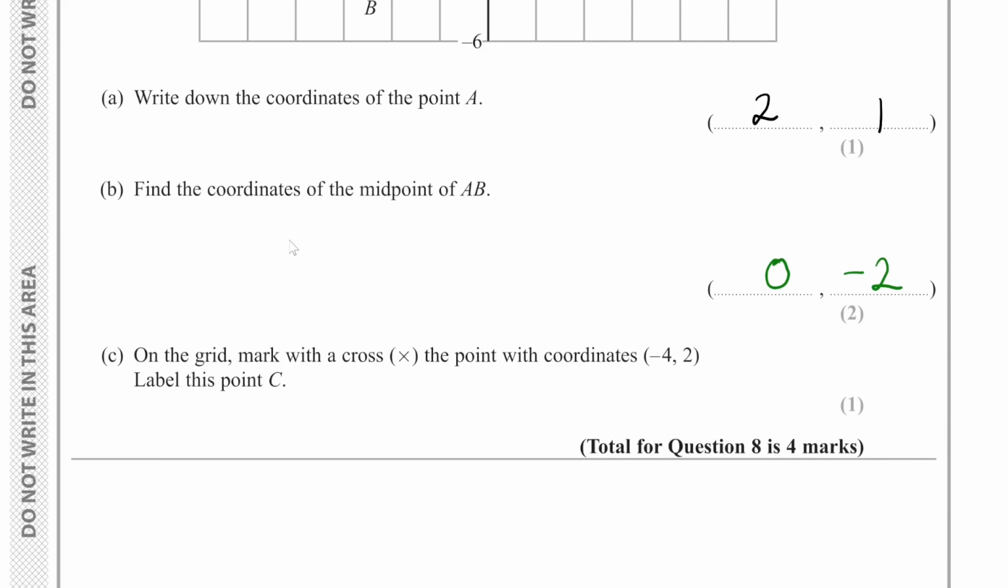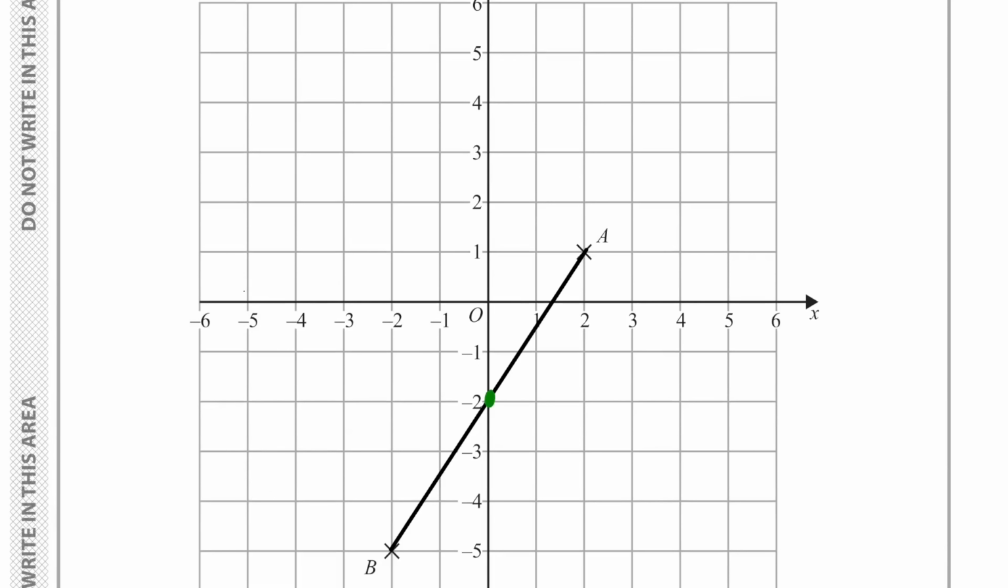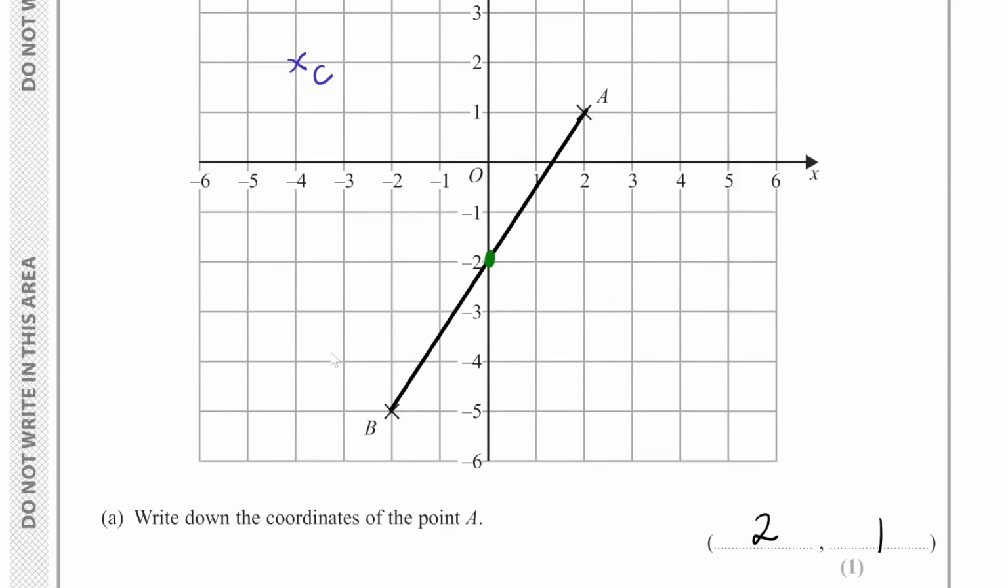On the grid, mark with a cross the point with coordinates -4, 2. Label this point C. So -4 on the x, 2 up the y, and that is called C.